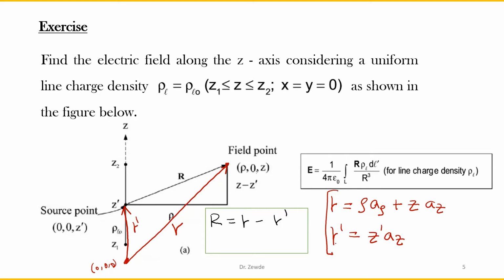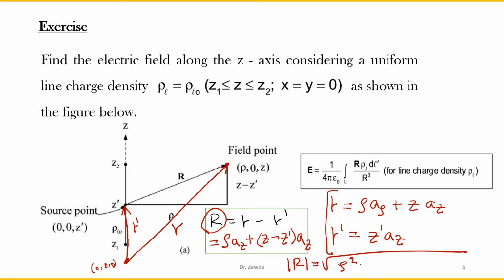Therefore, R minus R prime is our vector between the source and the field point. So in this case, it will be rho times rho hat plus (z minus z prime) along the z axis. So the vector R is given by this. And the magnitude of R will be the square root of rho squared plus (z minus z prime) squared. So we have the magnitude of R and we have the vector R. So what we need is just to plug in the values. The denominator is basically the magnitude, not bold, so this is the magnitude cubed.